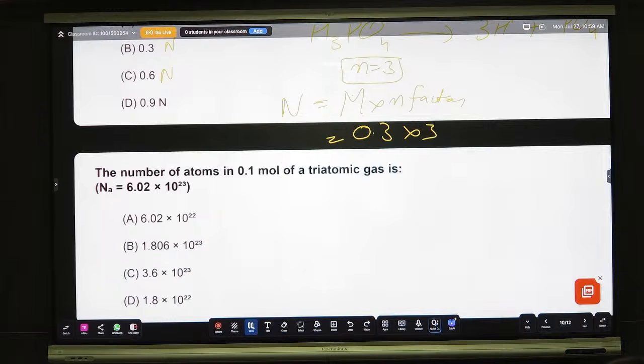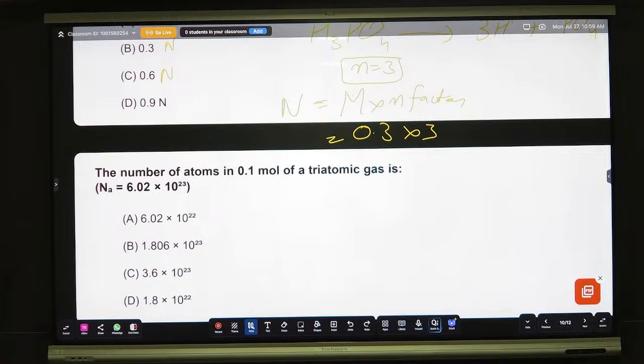Prashant, didn't get the answer? Which one? Right now, this one question. It is asking the number of atoms in 0.1 mole of triatomic gas. If I have 1 mole of gas, how many atoms will I have? Na atoms. If I have 0.1, I will have 0.1 Na. But it is a triatomic gas, and triatomic means I have 3 atoms in one molecule.